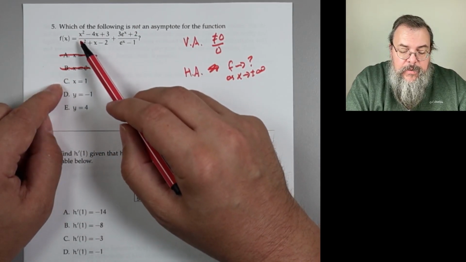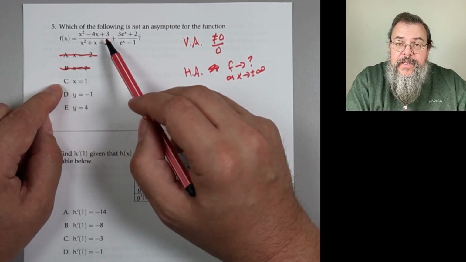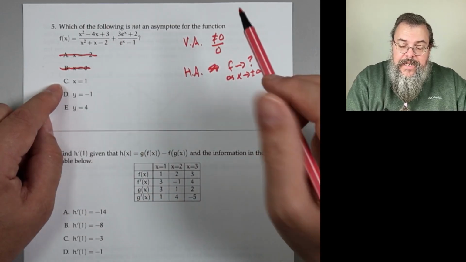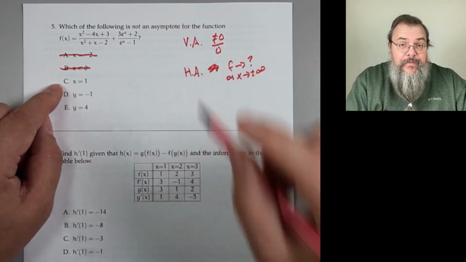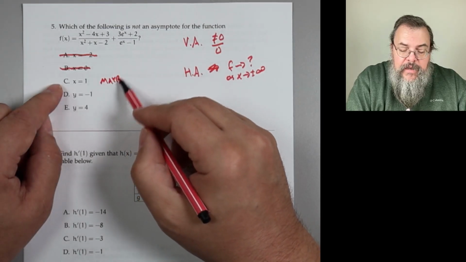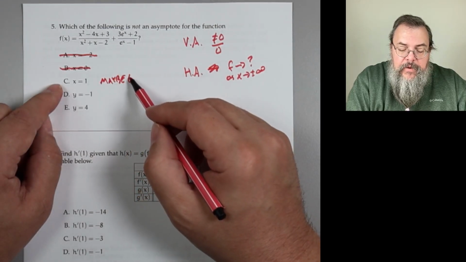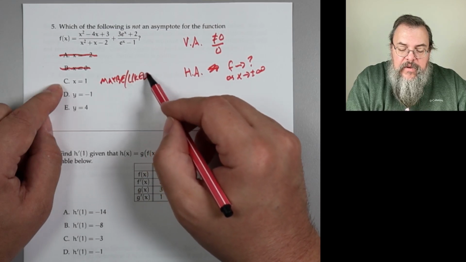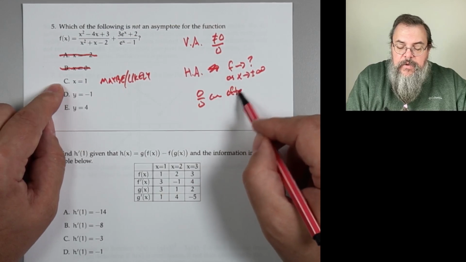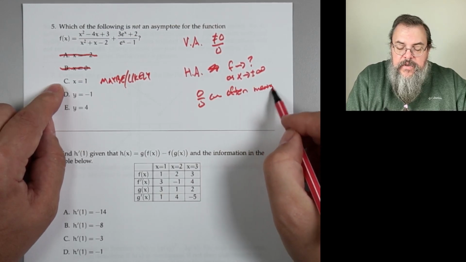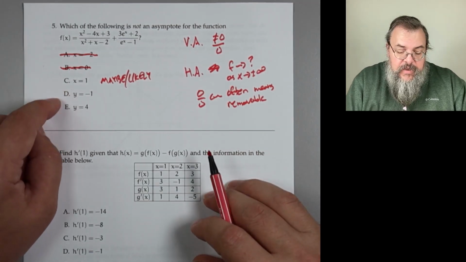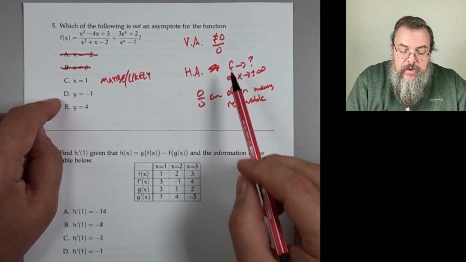Okay, what do we have? 1 minus 4 plus 3 is 0. 1 plus 1 minus 2 is 0. So 0 over 0. Now, 0 over 0 doesn't mean vertical asymptote. It could mean it. This is a maybe. We haven't ruled it out yet, but it's actually likely. 0 over 0 usually means it's removable. So if we see that 0 over 0, we think removable. Let's just check these. Okay, now go to infinity.